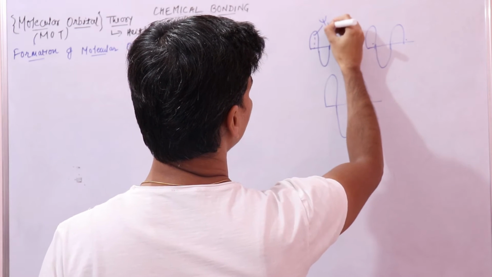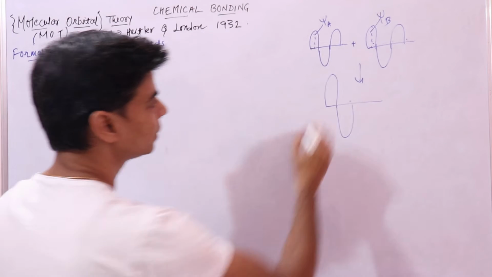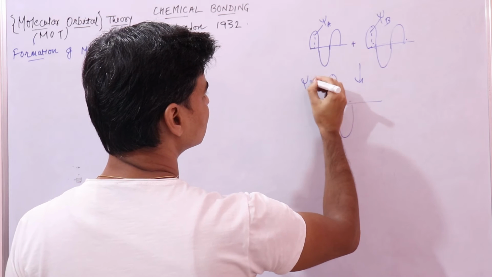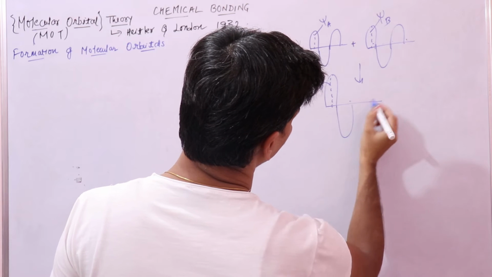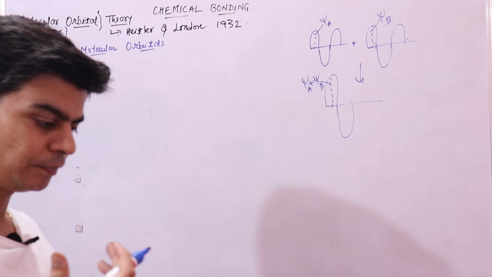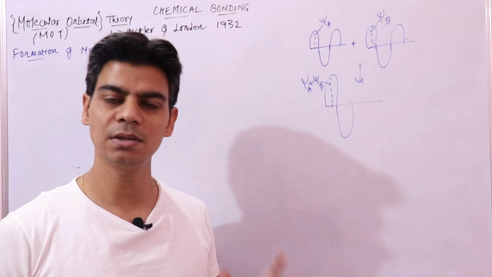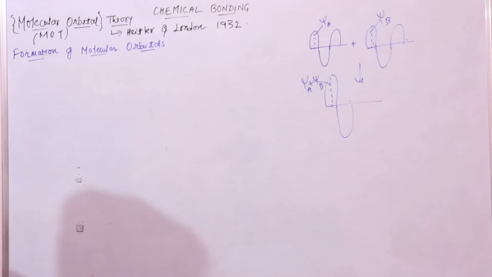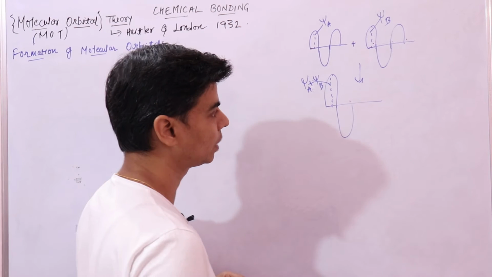If psi A is the amplitude of one wave and psi B is the amplitude of another wave, the amplitude of this combined wave is psi A plus psi B. And what is psi? Psi represents the amplitude. It is the wave function, and the wave function gives us most of the information regarding the wave. Its solution is obtained from the Schrodinger equation. You can check the wave mechanical model of the atom to know more about this.